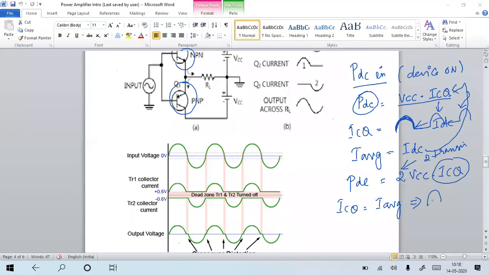How can I find this average? I have to take the complete cycle, because this nature is repeated. For one transistor, we consider the positive cycle with this nature, and the negative cycle is clipped off. Again during the positive cycle, this nature, and the negative cycle is clipped off. So I have to take the average value over this complete cycle. How can I find the average value? Average value means the sum of the amplitude divided by the total area you have taken. What is the total area? The total area is 2 pi, right?